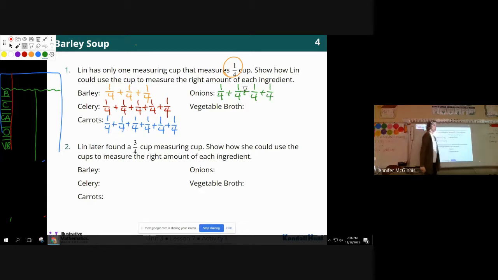And the last one's the hardest one of all. Not for me. Vegetable broth. How much is it? 2 1/4 cups. 2 1/4. So how many fourths does she need? 2 1/4. 8, 9, 8.